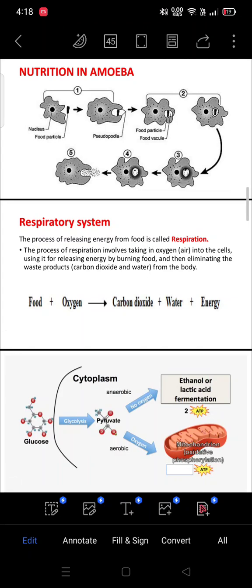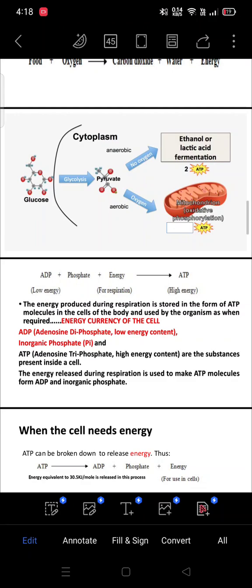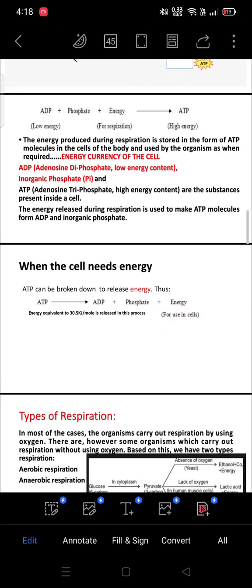And respiratory system, what is the respiratory system and which reaction is working there. Then cytoplasm, how glucose is converted into pyruvate. And there are two processes, aerobic and anaerobic. Okay, and how many molecules of ATP will be formed in the mitochondrion, and two molecules of ATP in ethanol and lactic acid, which is also used in fermentation. Then what is the full form of ADP? ADP is adenosine diphosphate and ATP is adenosine triphosphate.